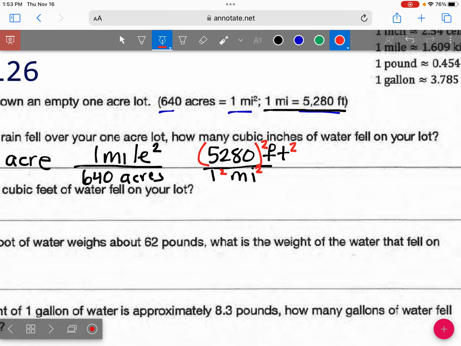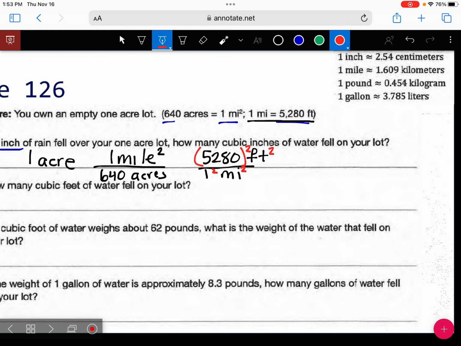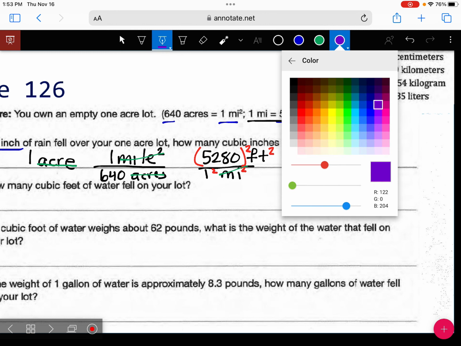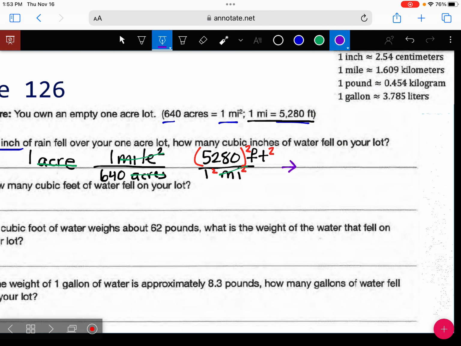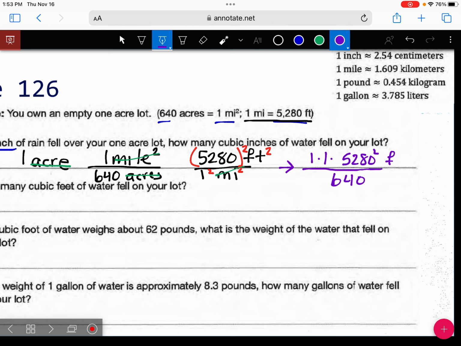Okay. Let's just deal with square feet because we're going to wind up with some really big numbers here. So the word acre cancels out, the miles squared cancels out, and we're going to do some multiplying here. We're going to take our 1 times 1 times 5,280 squared over 640. And that'll give us our feet squared. Everyone see where all those pieces come from? Because there's a whole lot of pieces there.